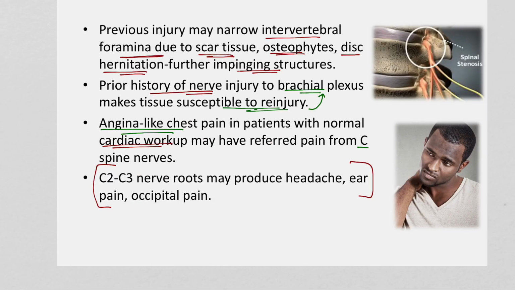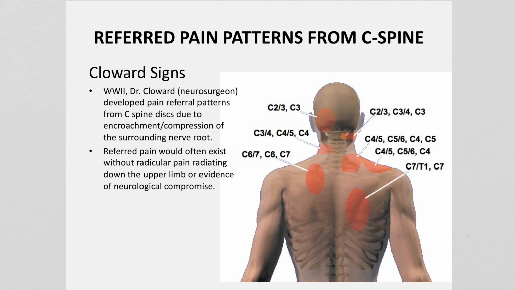Now I'm going to come back to this slide where I want to address this. C2 and C3 nerve roots in particular are most often the culprits for headache, ear pain, and occipital pain. And that makes sense. Remember, C1 through C4, you're only going to have pain mostly in the cervical spine region. It will not emanate into the axilla. So let's move here to Kloward's signs.